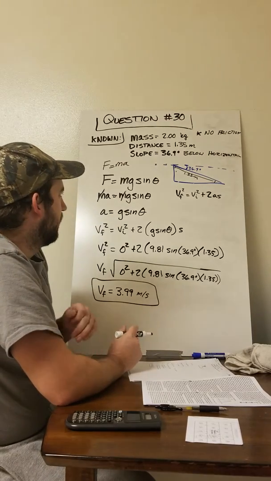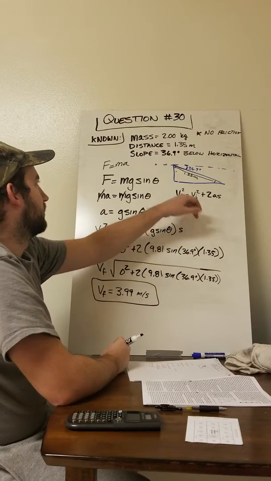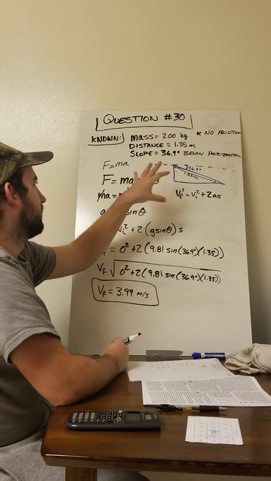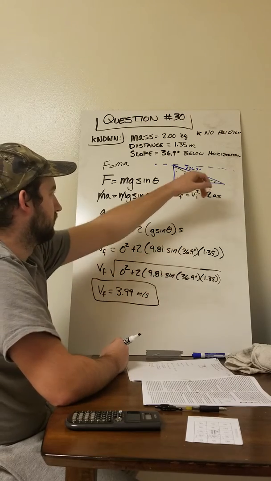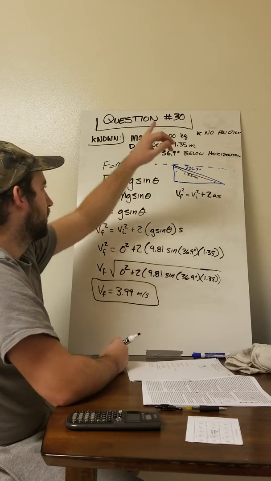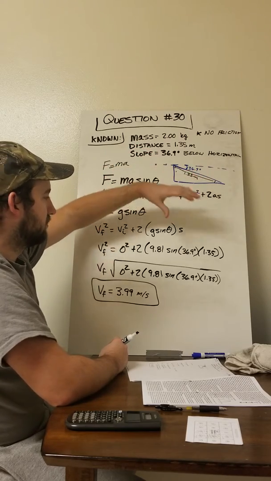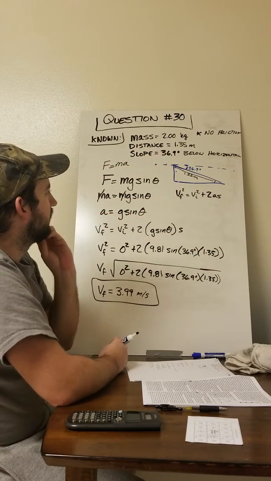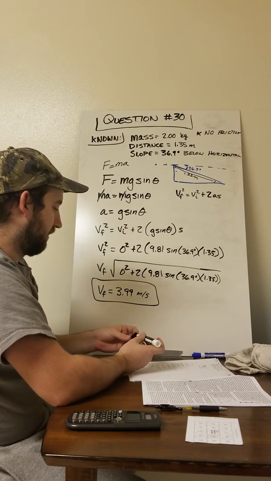Just to recap everything, we combined kinematics with our force equation. We manipulated both of them to be able to use the angle that we have, which is why we brought the sine theta in so that we could account for the angle. We had our displacement, and we were able to figure out what that final velocity was.